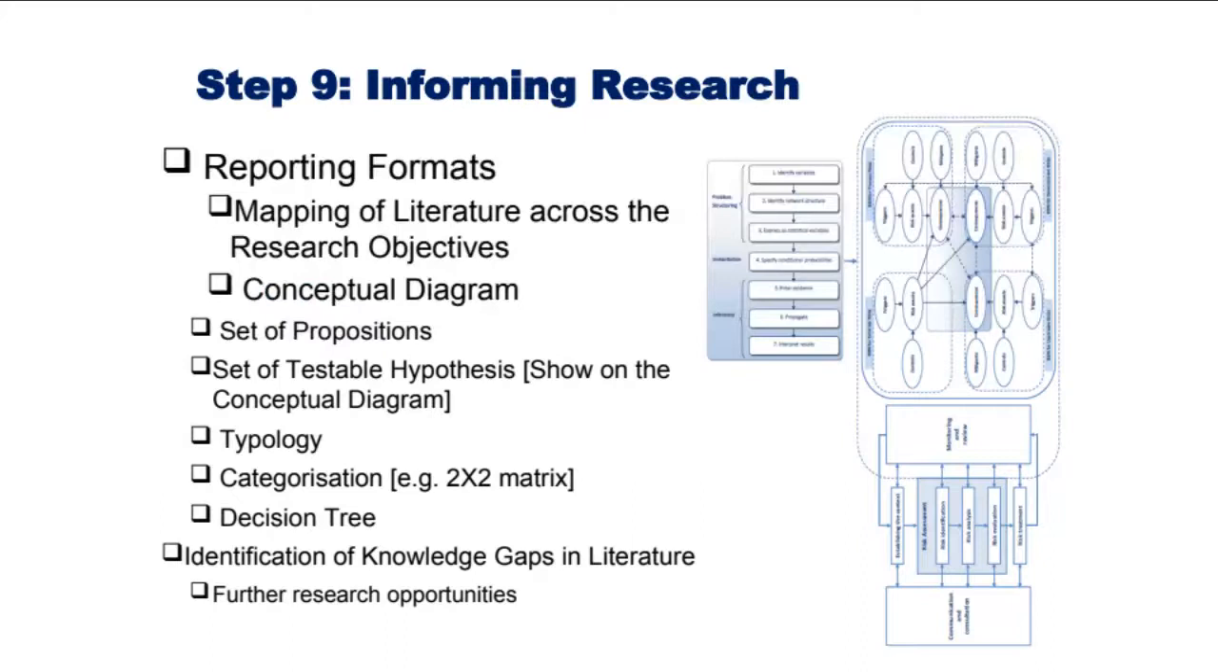So as you know, you can inform the research, and you can have different types of reporting formats. This is the mapping that I showed to you. You can have a map of literature across research objectives. You can have a conceptual diagram. In Northumbria University, if you want to get a score over 60%, then you must include a conceptual diagram in your work. You must have some sort of conceptual contribution. Otherwise, it is very difficult to get marks over 60%. So try to have a conceptual diagram.